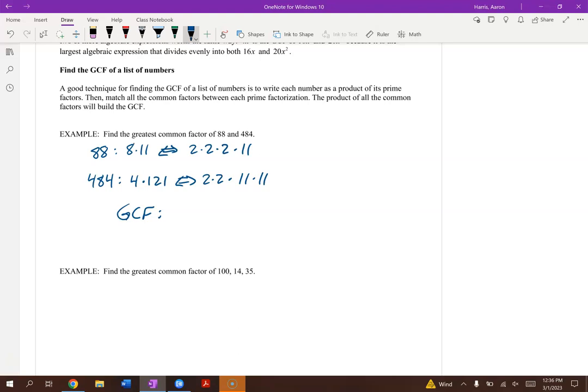So for example, they both share a 2. Let me write a 2 down. They both have another 2. They share another 2. So they both have at least three 2s, but that's as far as I can go with the 2s, because the 484 only has two 2s at most, right? They both share an 11, but that's as far as I can go with the 11s. They don't share any more 11s.